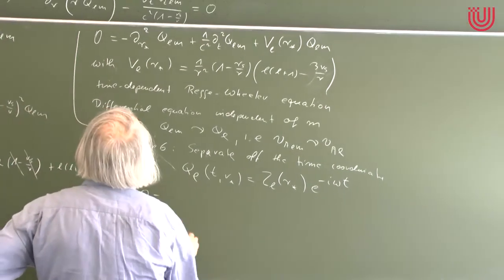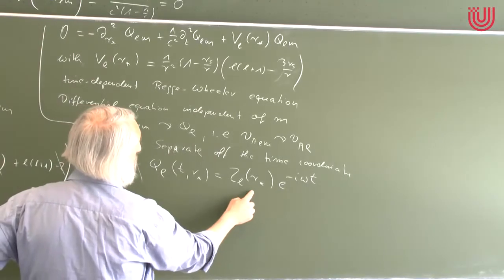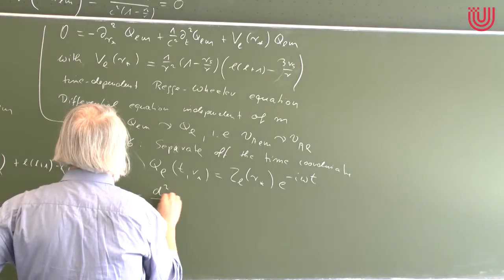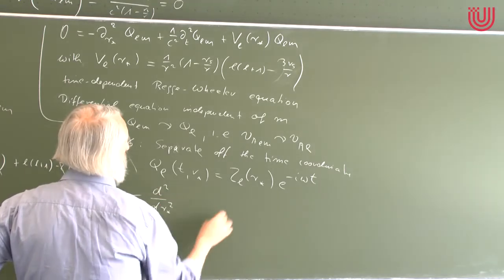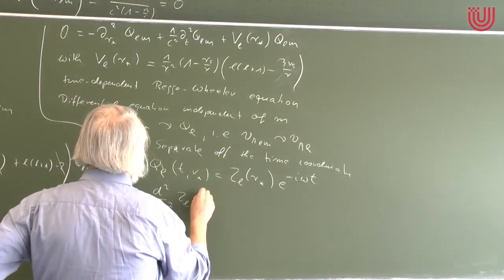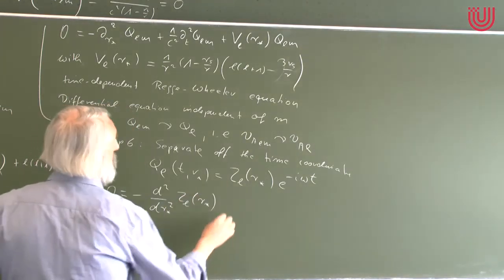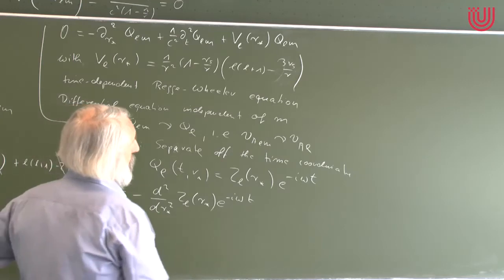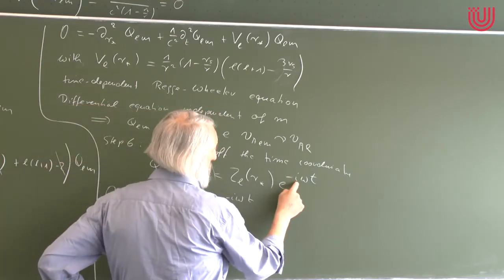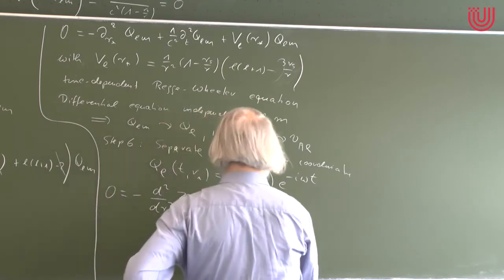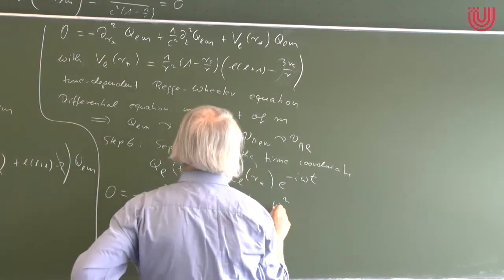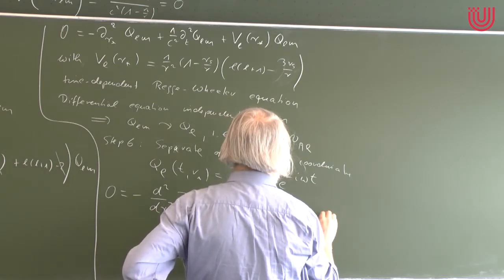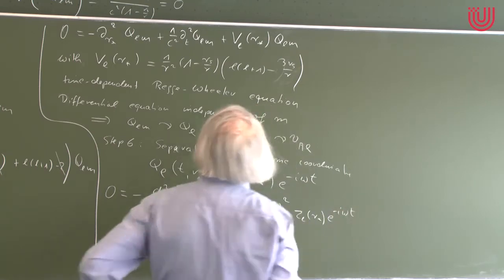So then we get 0 is, well, the second derivative with respect to r star. This derivative acts only on the Z. So I get minus, it's now an ordinary derivative, because Z depends only on r star, d²Z/dr star² times e to the minus i omega t. If I differentiate twice with respect to t, I get minus times minus is plus, i times i is minus 1, omega squared. Minus omega squared, there was a c squared, c squared Z_L e to the minus i omega t.